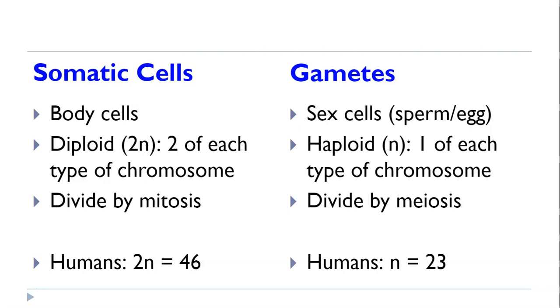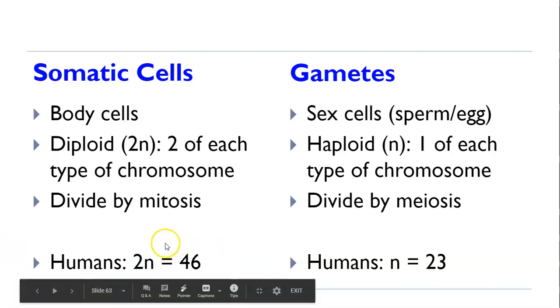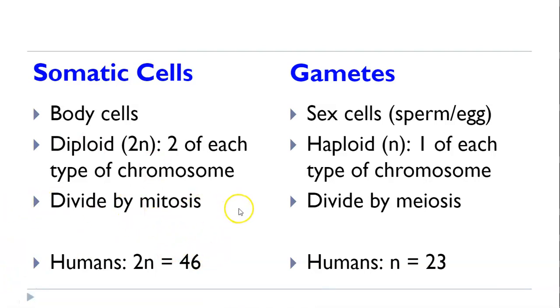Inside of your cells, you have the traditional somatic cells. These are your body cells. They have 46 total chromosomes, and they divide by the process of mitosis, which we're going to talk about here. They are diploid. They have two sets of chromosomes. There's two chromosome 1s, two chromosome 2s. So diploid literally means two sets.